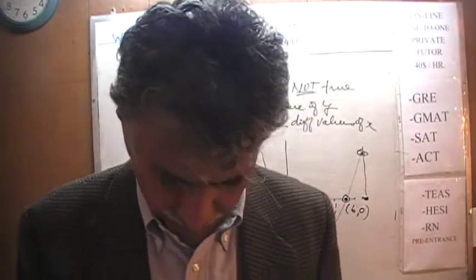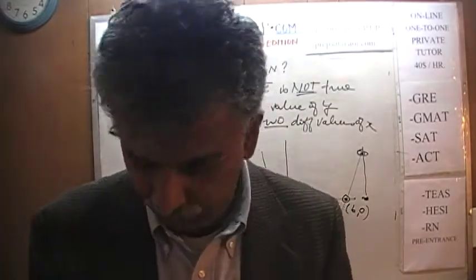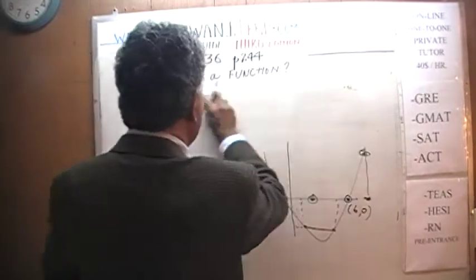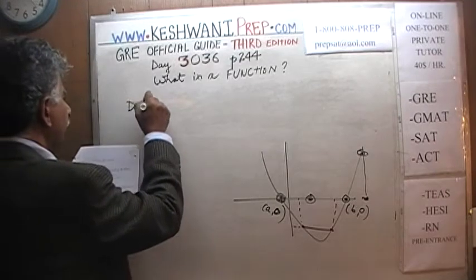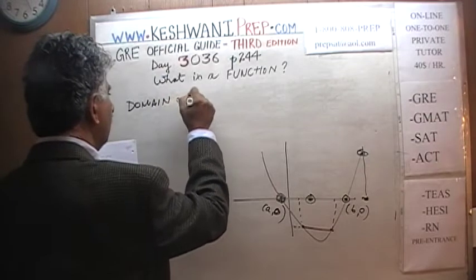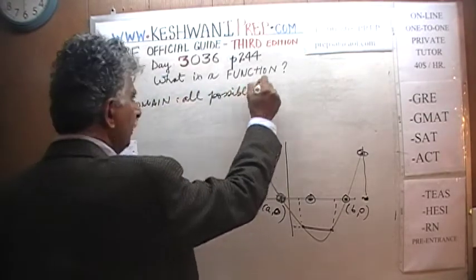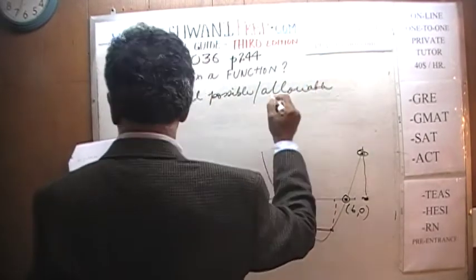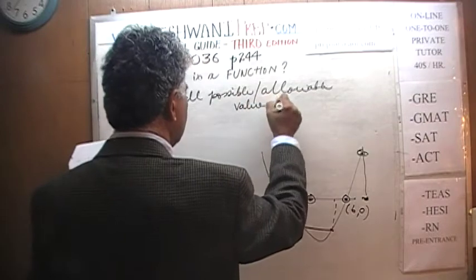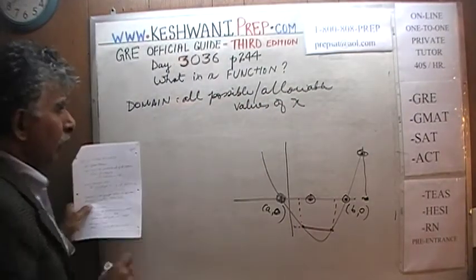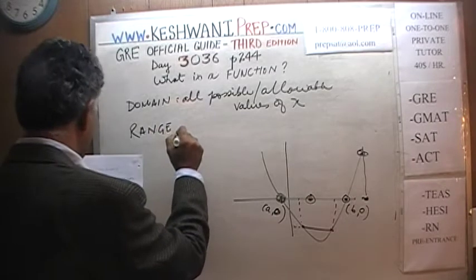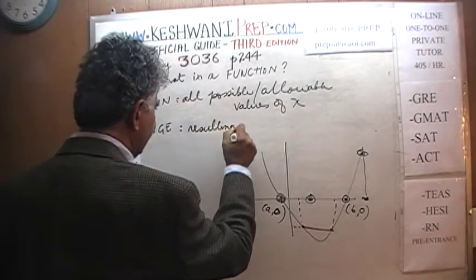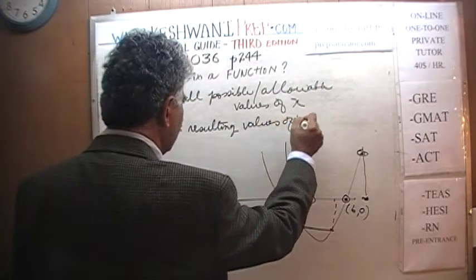Let's talk about the next concept, which is the domain and the range. What does it mean, domain and range? Domain are all possible, or if you like, allowable values of x. All possible values that x can take. Range are the resulting values of y, or corresponding values of y, same idea.